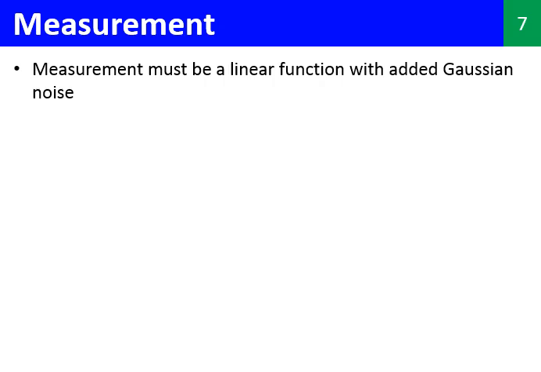Similarly, if we look at the measurement model, we should be able to write it in the following form. We have zt equals Ct times xt plus delta t. The uncertainty in measurement is given by the delta random vector. It has a multivariate Gaussian distribution with zero mean and Qt covariance matrix. So this one is Gaussian with zero mean and Qt covariance matrix.